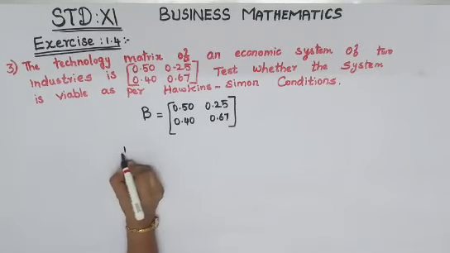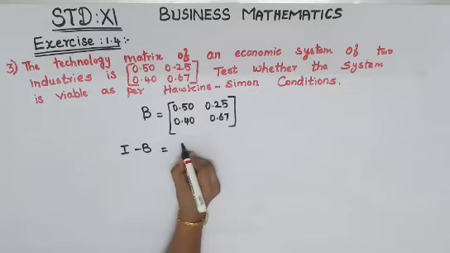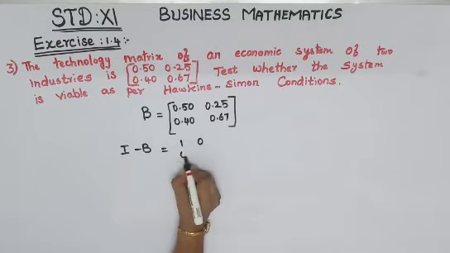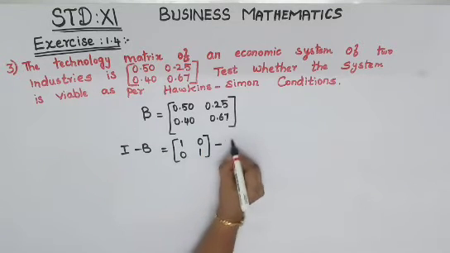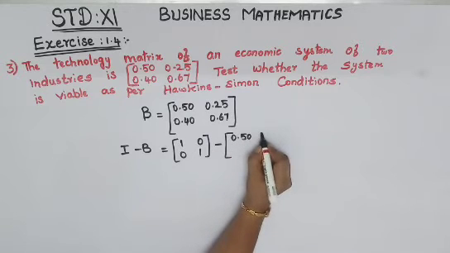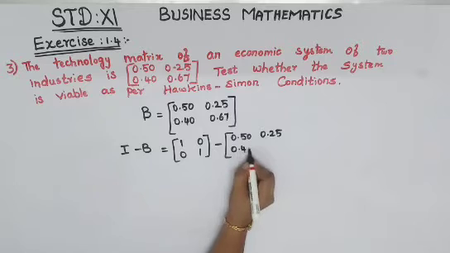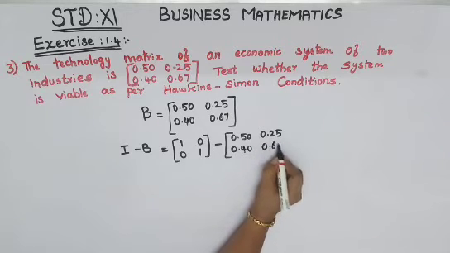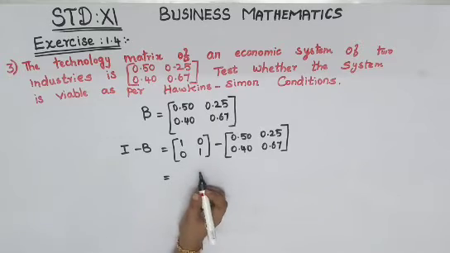The next step is I minus B, we will have to find it. So I minus B is, I is nothing but your unit matrix. So 1001 minus 0.50, 0.25, 0.40, 0.67. Now normal matrix subtraction we will have to do.